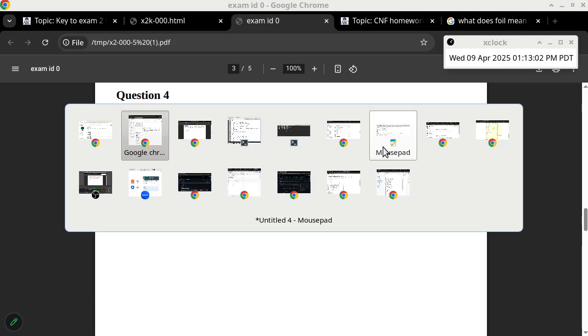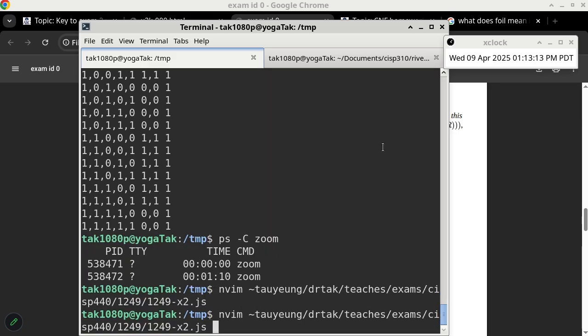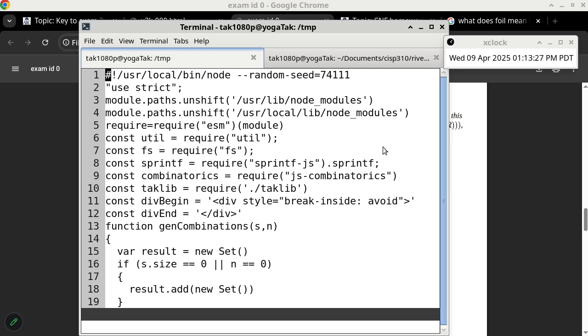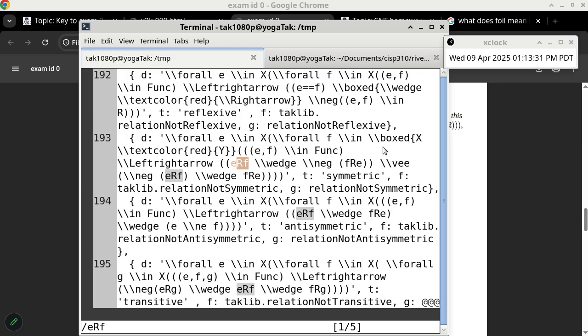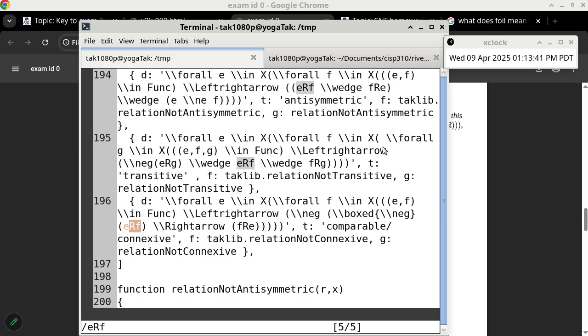What happened to my prompt? Oh, right here. So we have ERF. This must be generated by some other script. Okay, that's fine. This is x2q1jan. So I have a separate program to generate the entire group of questions. There we go. It's not this one. Not this one. Not this one. It has to be this one. So I was right. It was supposed to be a negation.